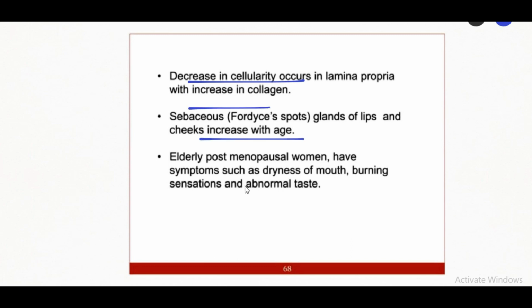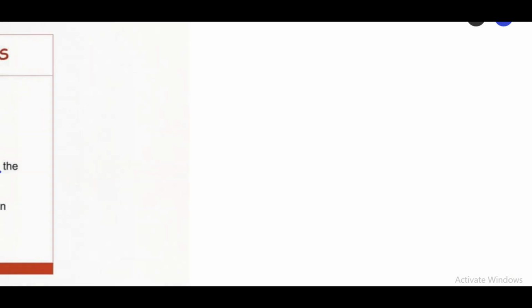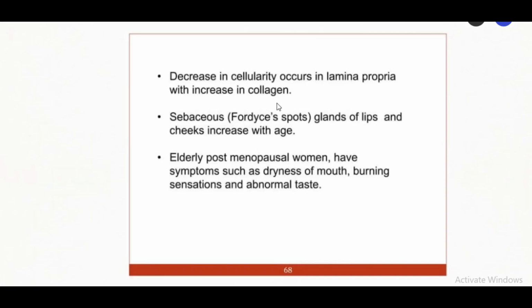Elderly women will have symptoms like dryness of mouth and burning sensation, along with abnormal taste. So the oral mucosa can change according to various factors like smoking, age, diseases, etc. The process of keratinization can be altered in cancerous and precancerous lesions like leukoplakia. There may be thinning of epithelium and changes in the salivary flow due to age, radiation, etc. The healing capacity of the oral mucosa is greater than that of skin. So this was all about the oral mucosa.